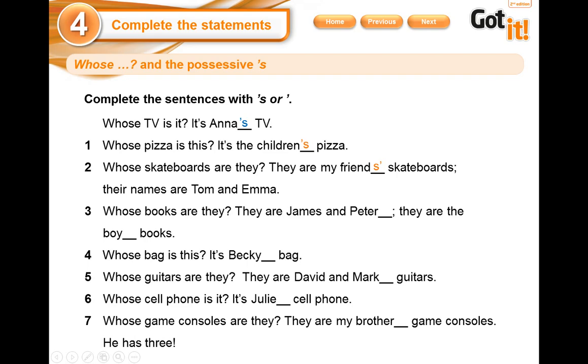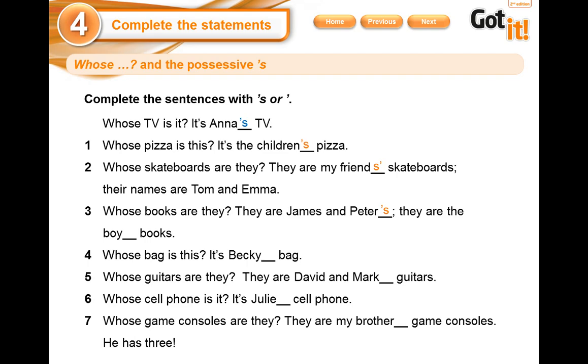That's why here in the exercises complete with apostrophe S or just apostrophe. But we realize that we have to use, maybe according to the noun, an S for making plural and the apostrophe. Whose books are they? They are James and Peter. What do you think? Yeah, true. James and Peter's. They are the.